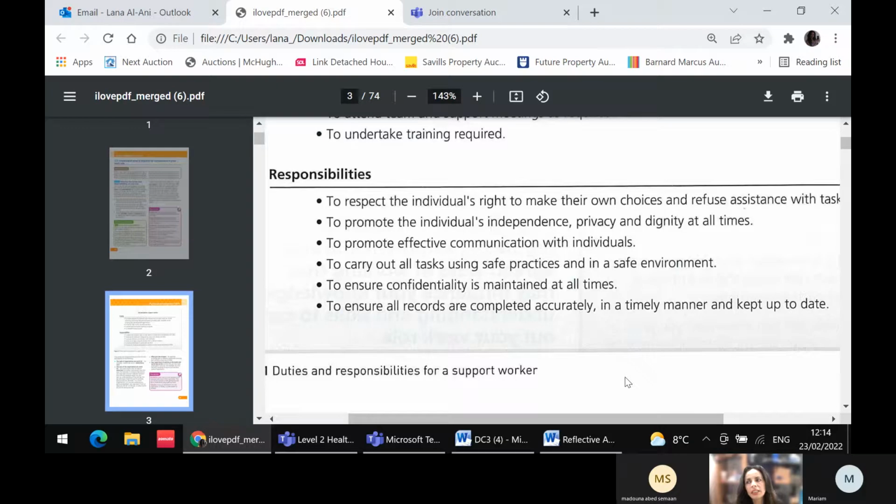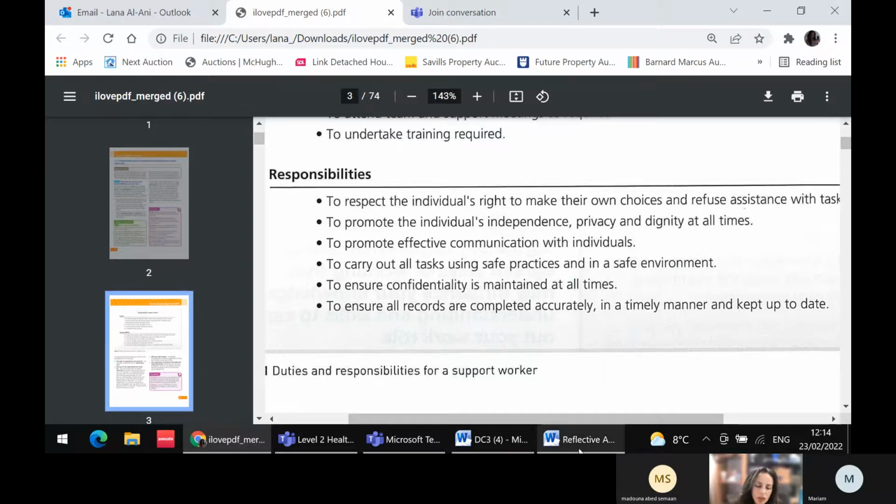So if they have any extra requirements in terms of care, I provide it for them. If they need a translator, if they use sign language, I always make sure I follow this. And also I ensure confidentiality, I always maintain it for my clients. And also I ensure all records are completely accurate, and I handle them in a timely manner.